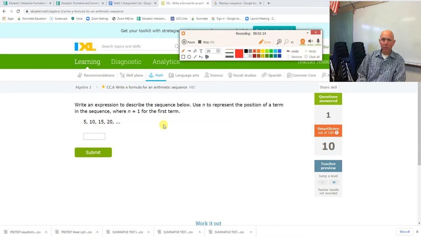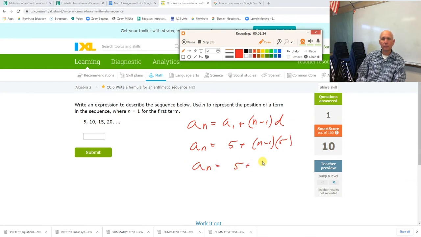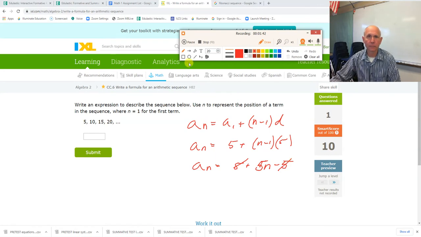So again, I start with this basic equation. A sub n equals a sub 1, value of the first term, n minus 1 times the d. Value of the first term is 5. N minus 1, the difference here is 5, right? It's going up by 5, plus 5, plus 5, plus 5. Simplify it down.